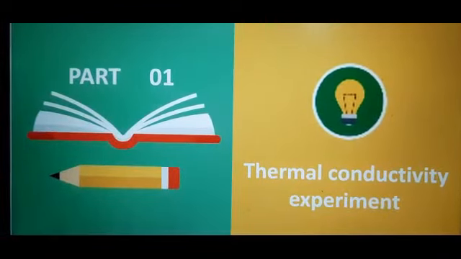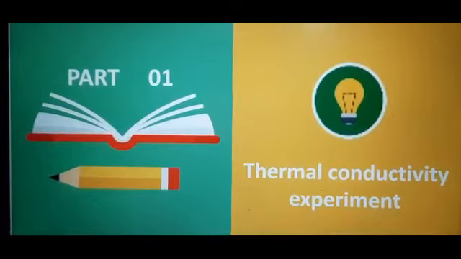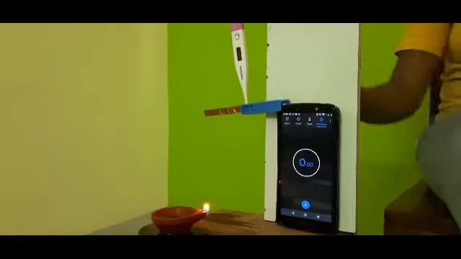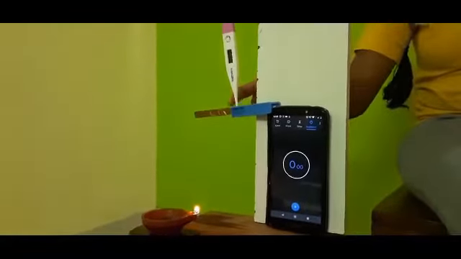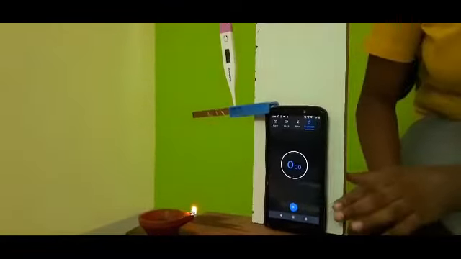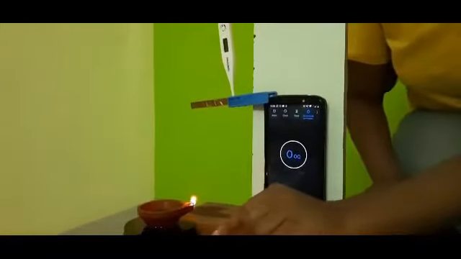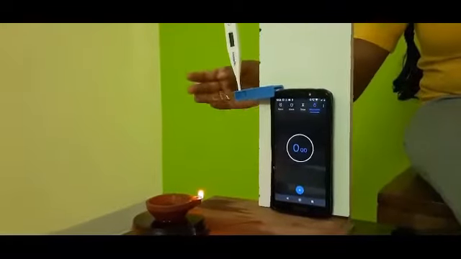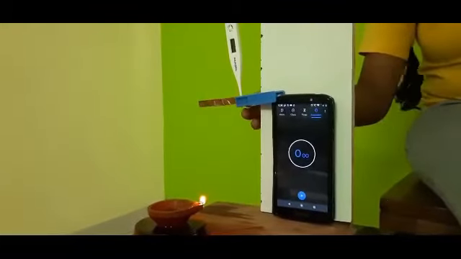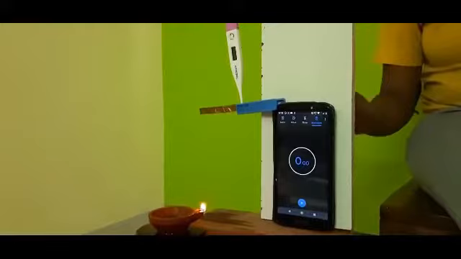Now let me conduct an experiment with the copper strip. This is the copper strip. The thermometer was used to measure the temperature, along with the timer and the heat source, or the lamp. One end of the copper strip was heated and the temperature of the other end was measured with a thermometer.